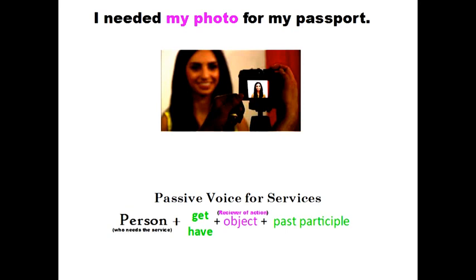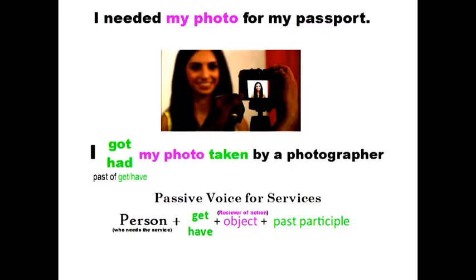Now, the passive voice, I would say like this. I got my photo taken by a photographer. Or, I had my photo taken by a photographer. So notice, I needed my photo. I'm talking in the past tense. So I'm going to use get and had in the past tense, like I'm doing here. Then, again, I use the receiver, which is my photo. Then the past participle and the action, taken. And the rest, by a photographer. So this is the passive voice for a service. For example, I got my photo taken by a photographer. Okay? Let's take a look at another one.